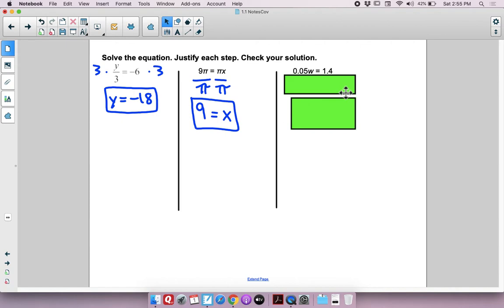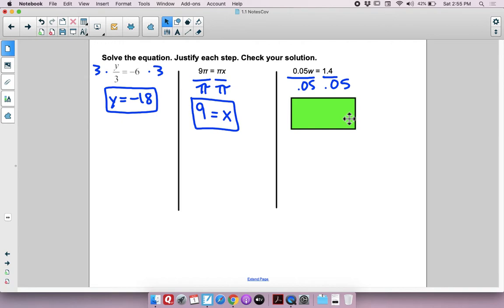Okay, what are we going to do here? We need to get 1w. We have 0.05w, so we are going to divide both sides by 0.05. Well, remember, you can always move decimal places over. So this would be the same as 5 on the bottom, and we move that over 2 places. We'd have 140 on top.